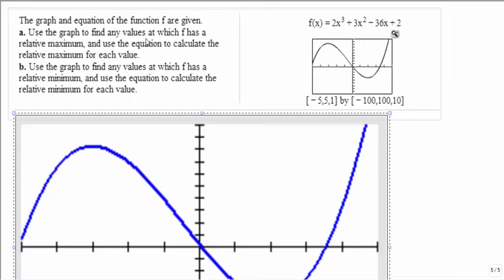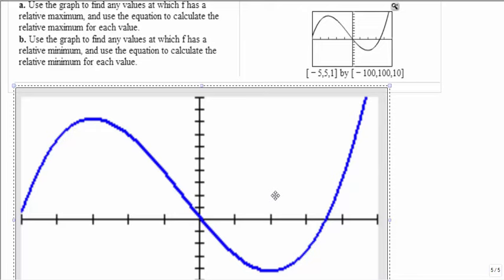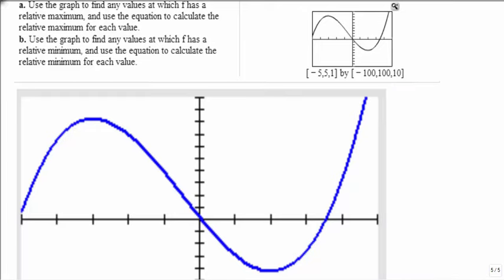Okay, so it says use the graph to find any values at which f has a relative max, and use the equation to calculate the relative max for each value. So we can see from right here the relative maximum point. This is relatively larger than any point around it, so this is called a relative max. Now this point is called a relative minimum point because it's smaller than the rest of the points around it. So it says relative max and min.